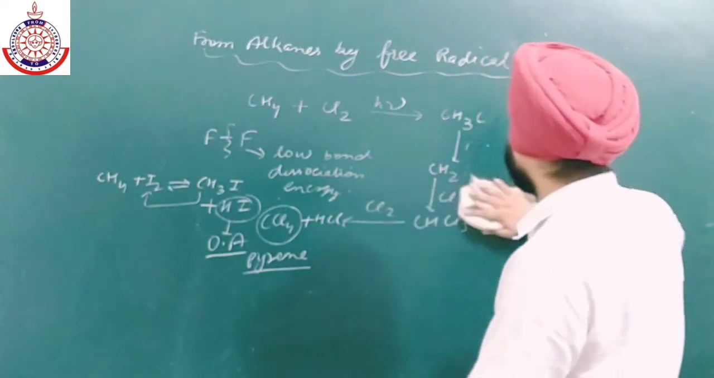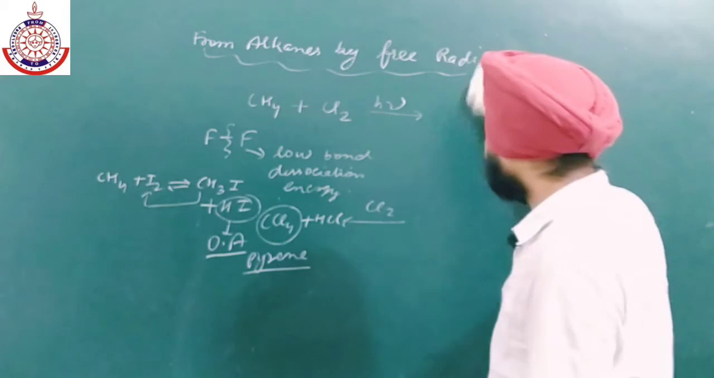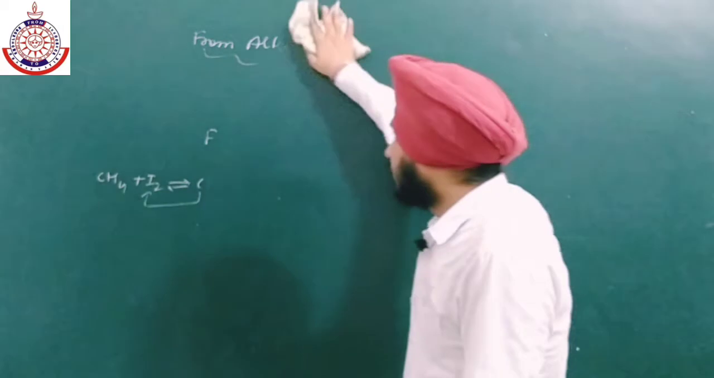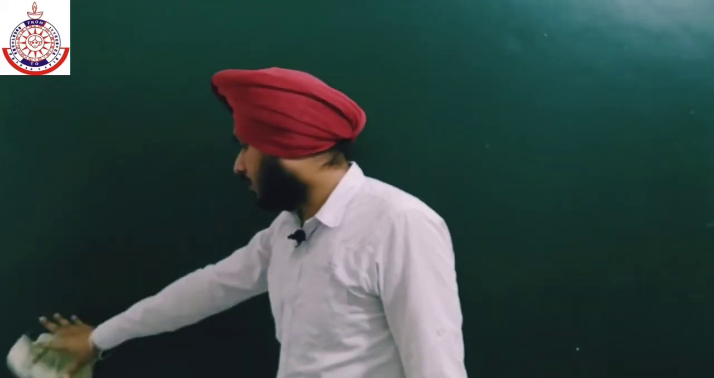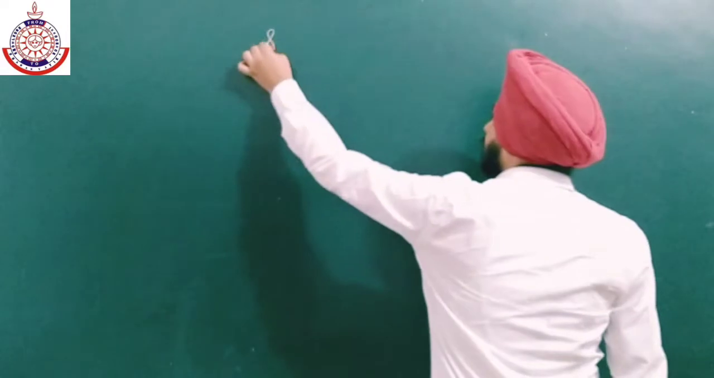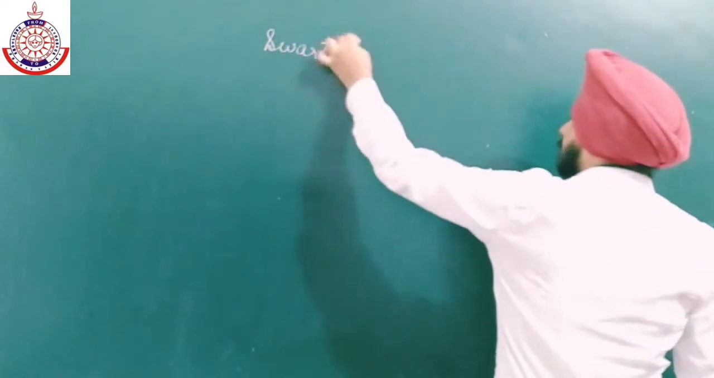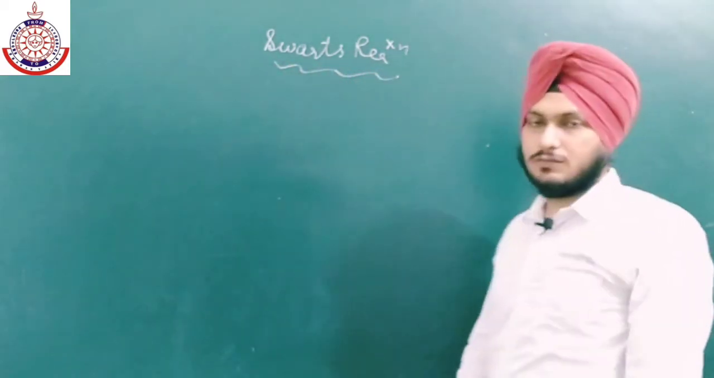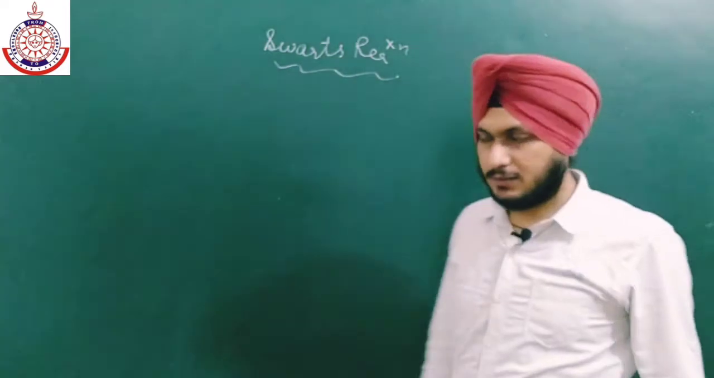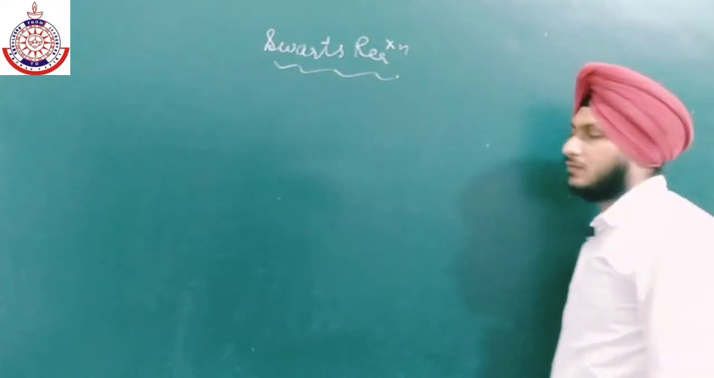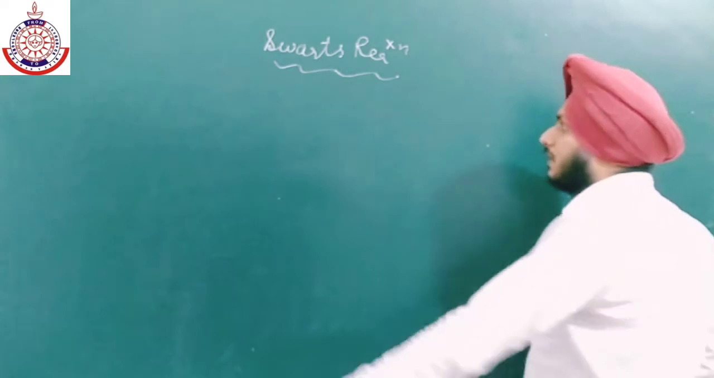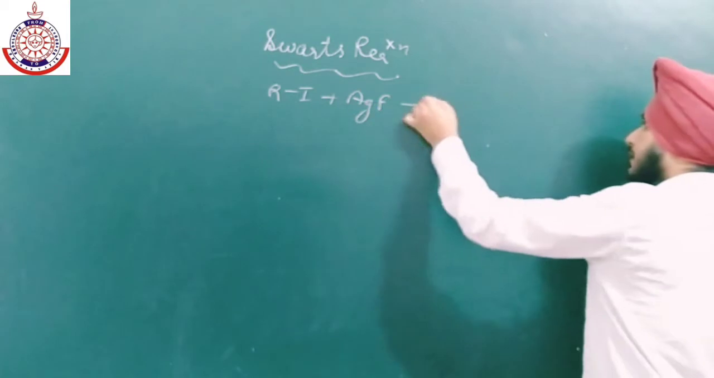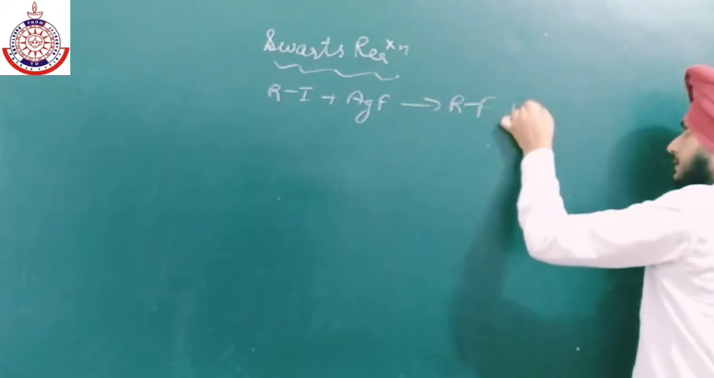We have not yet discussed any method in which we can prepare fluoroalkanes. We have a name reaction known as the Swarts reaction to prepare fluoroalkanes. The Swarts reaction is the reaction of iodoalkanes with inorganic fluorides, like AgF. The general reaction is RI plus AgF. A double displacement reaction takes place, giving RF plus AgI.